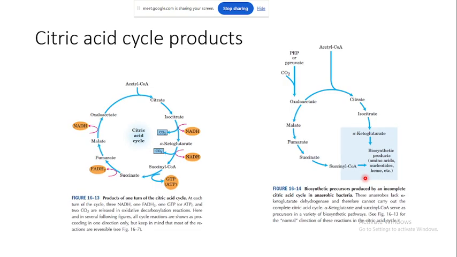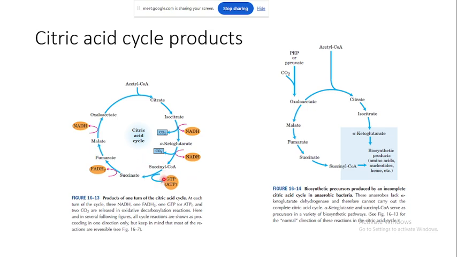Here you can see a summary of the products for one turn of the citric acid cycle. Acetyl CoA will combine with oxaloacetate to form citrate, and from citrate to isocitrate. Then from isocitrate it will make alpha ketoglutarate, which is an example of oxidative decarboxylation. It will remove one CO2 and be oxidized, so NAD plus will be converted into NADH. Again, alpha ketoglutarate will undergo oxidative decarboxylation, so it will remove one CO2, and due to oxidation it will reduce NAD plus to form NADH, right? So it will make succinyl CoA.